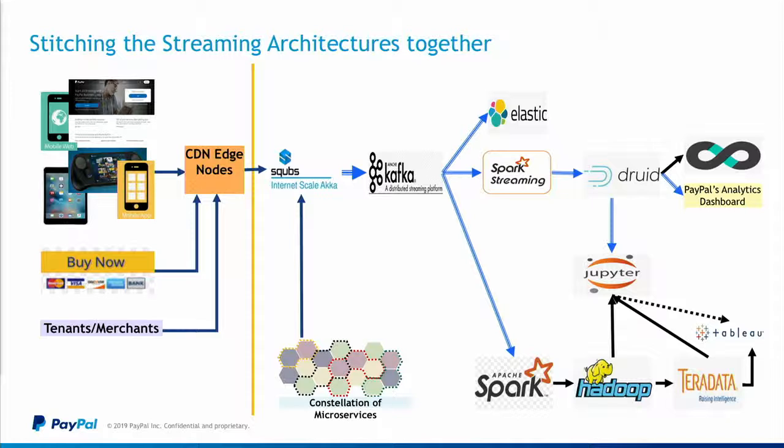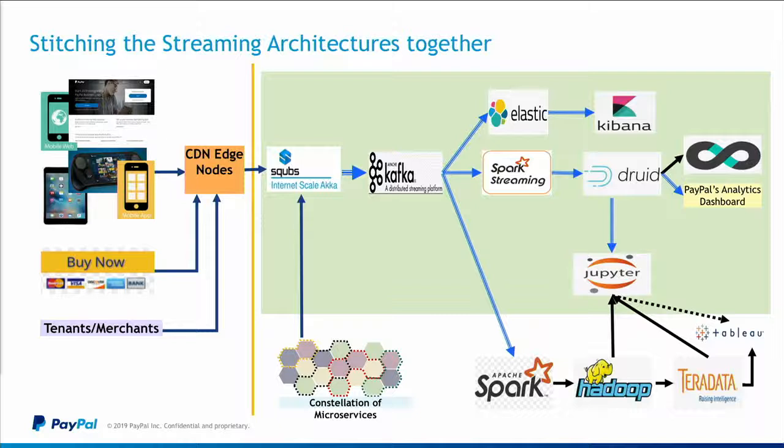For certain use cases, data is also fetched directly from Kafka, and it is ingested to Elastic, because Kibana and Elastic help answer a different set of use cases. So that's the one. This becomes our real-time pipeline, and this becomes our batch pipeline.